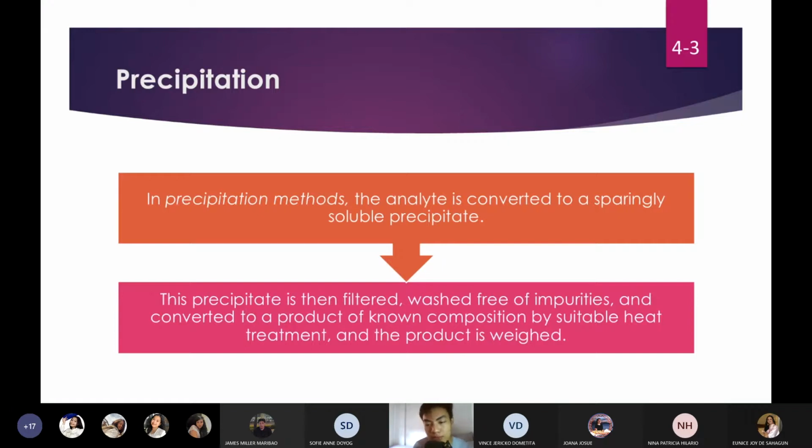So ano yung underlying principle with precipitation analysis? Gagawa ka ng precipitation reaction so that your ions will be converted into solids or sparingly soluble precipitates. Solids na rin kasi yan eh. Kapag naging ganun, they will settle down from the solution, and then you will filter it, you will wash it, and yun, you have your precipitates na. Ganun lang yung precipitation reaction.